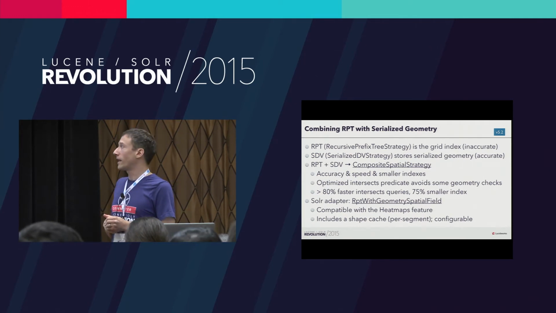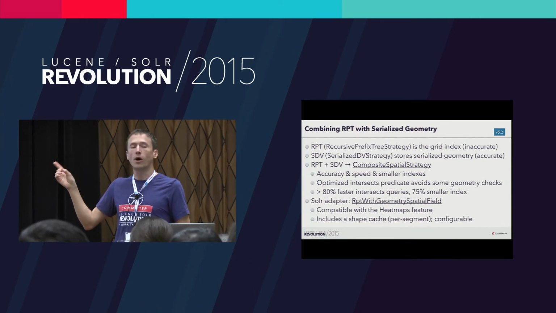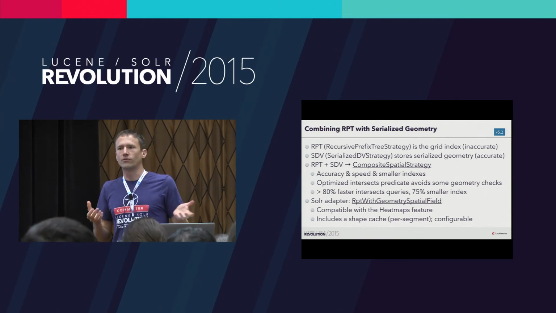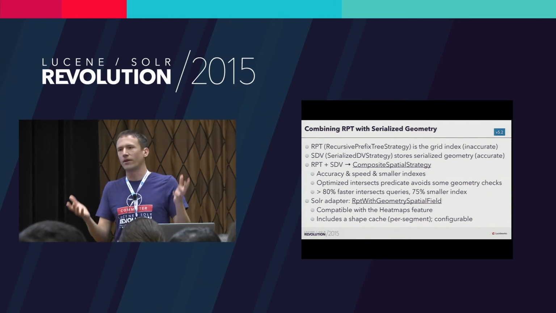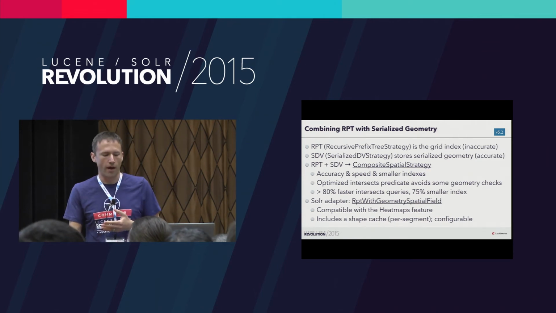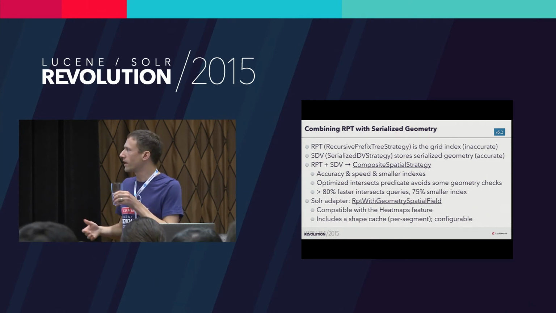I don't need to double check with the geometry. And that led to a very large 80% faster intersect queries. I was very, very pleased with that. And it led to a smaller index overall, because now I don't need super detailed grid squares to fuzzy represent my shape. I can play a trade-off between how accurate I want my grid and how much performance I get, between the trade-off and index size and stuff.